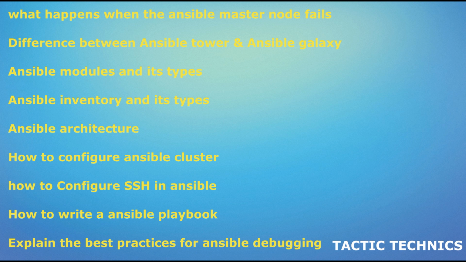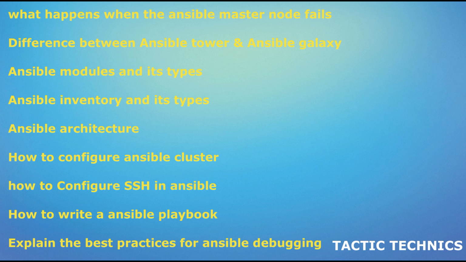To configure SSH for use with Ansible, you need to generate an SSH key pair on the control node and copy the public key to the managed nodes. Here is a general outline of the steps involved in configuring SSH for use with Ansible. Generate an SSH key pair. On the control node, run the following command to generate an SSH key pair. ssh-keygen -t rsa. This will create a private key in the ~/.ssh/id_rsa file and a public key in the ~/.ssh/id_rsa.pub file.